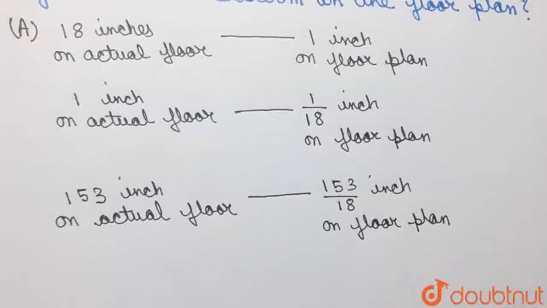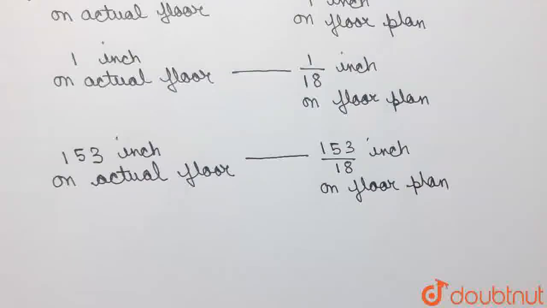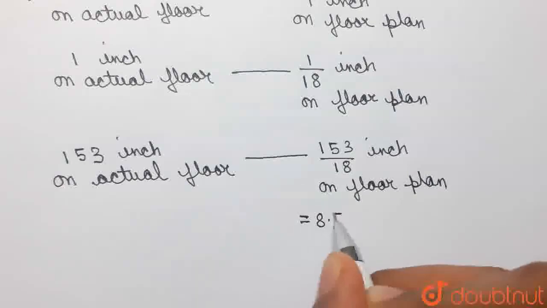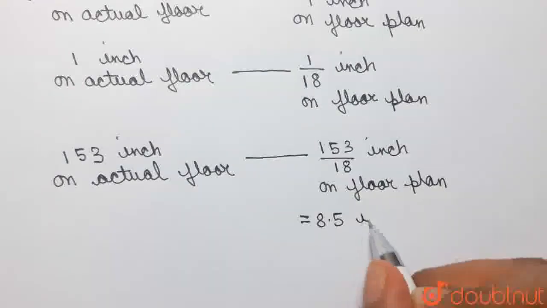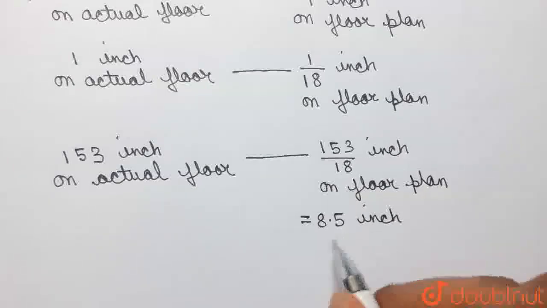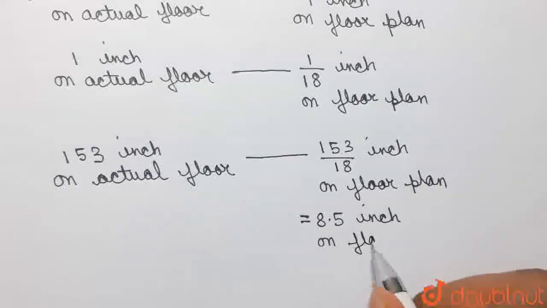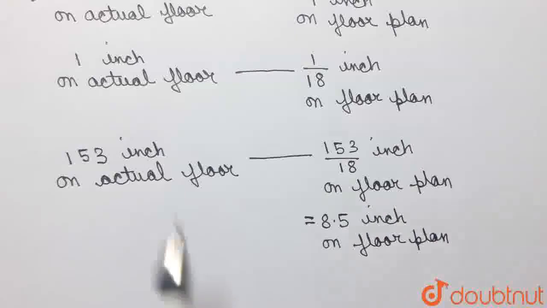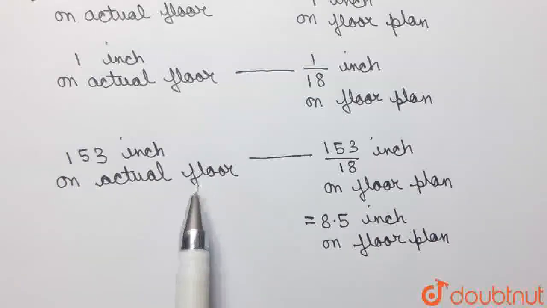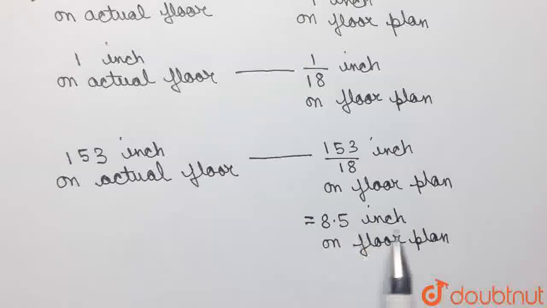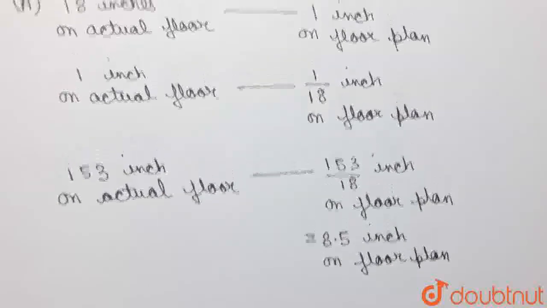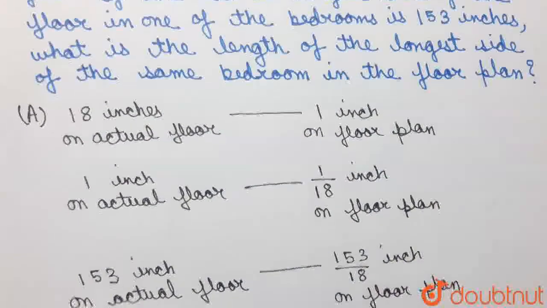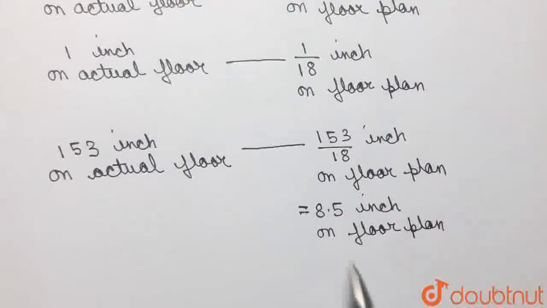This value 153 by 18 when calculated using a calculator comes out to be 8.5. So 153 by 18 inch on the floor plan can be written equal to 8.5 inch on the floor plan. So we have found that a length of 153 inch on the actual floor will be equivalent to a length of 8.5 inch on the floor plan. That is exactly what the question asks us. So we can conclude that 8.5 is the correct answer.